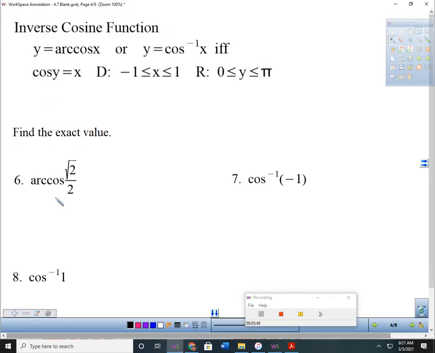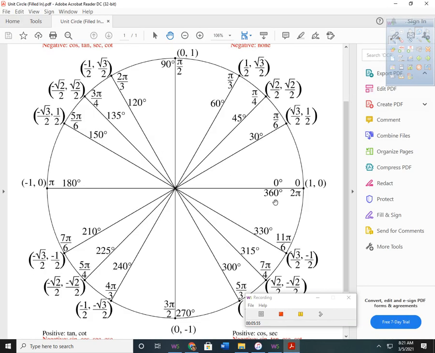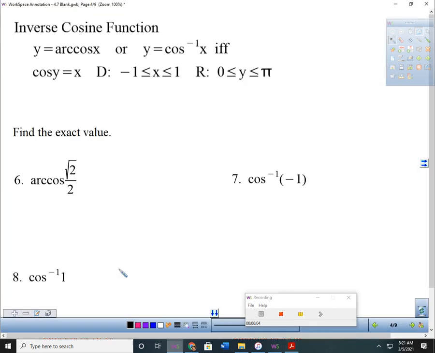So you're saying, what angle has a cosine of square root of 2 over 2? So if you look at your unit circle, that's the x values, right? So I find an x value of square root of 2 over 2. That angle is pi over 4.